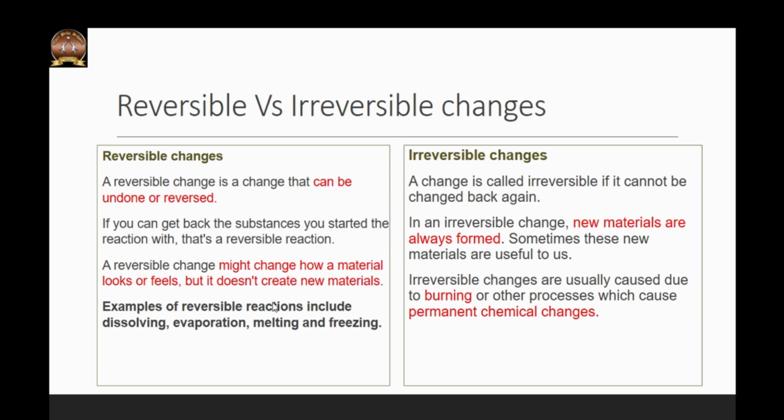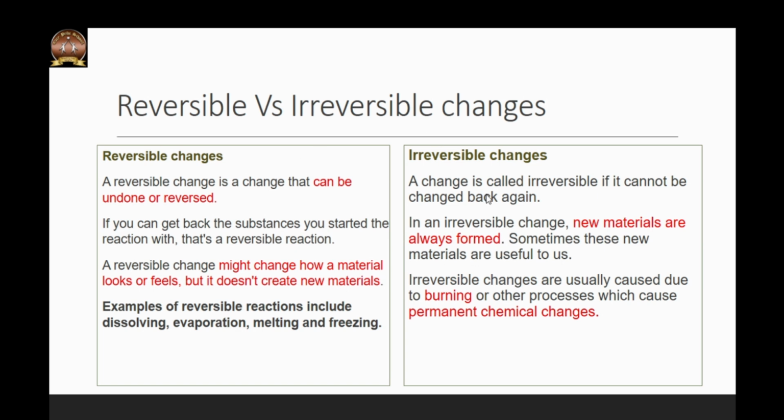You can find examples of reversible changes in all the phase changes. As you have seen, the arrows in the phase changes are always in both directions. This means that they are all reversible with change in temperature or pressure.